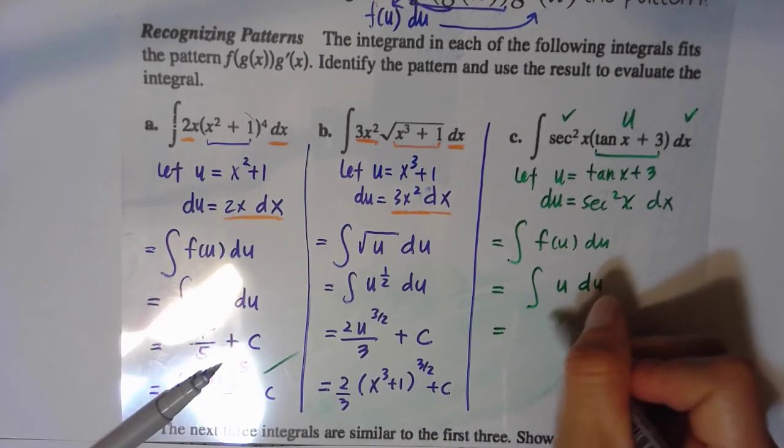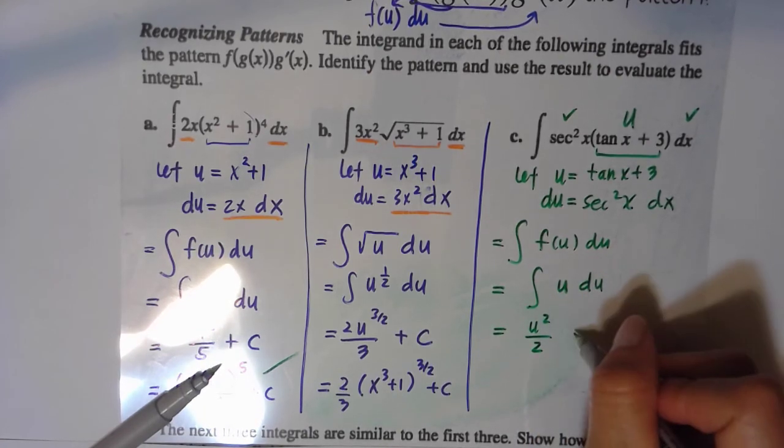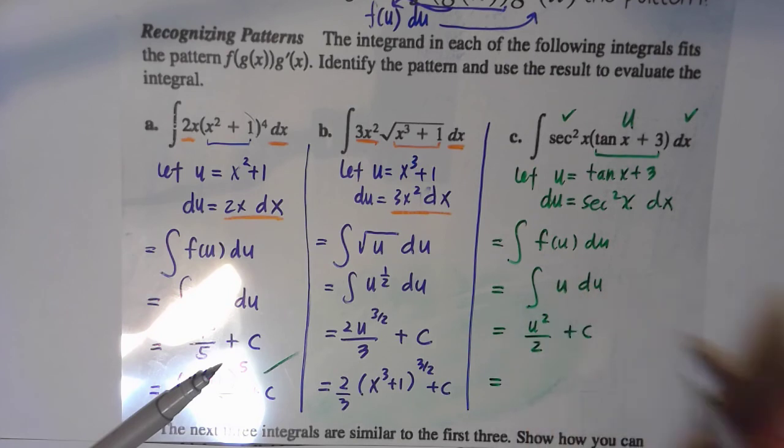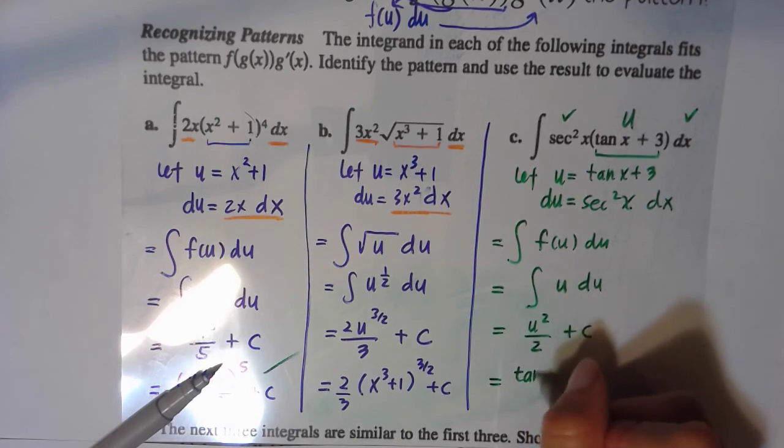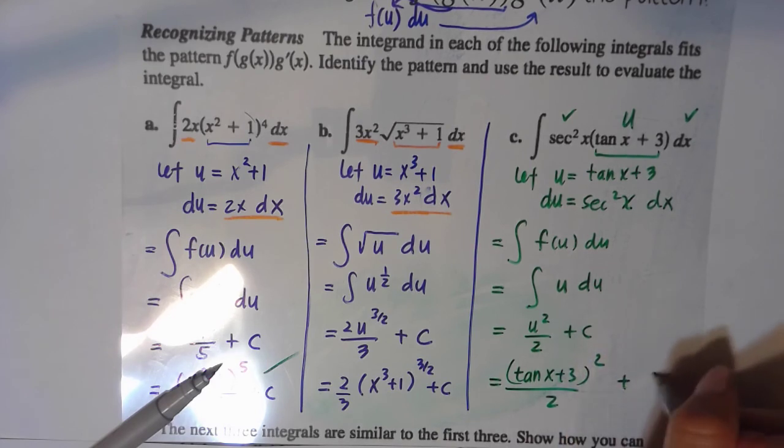And what's the integral of u? Isn't it just u squared over 2, and then plus c, of course. And then you just plug in for u. And u is tangent x plus 3, so we get (tangent x plus 3) squared over 2 plus c.